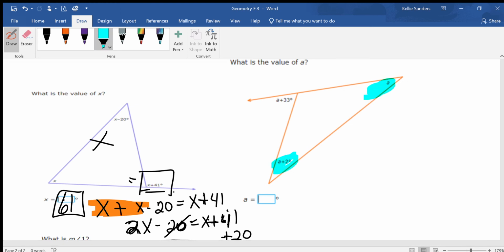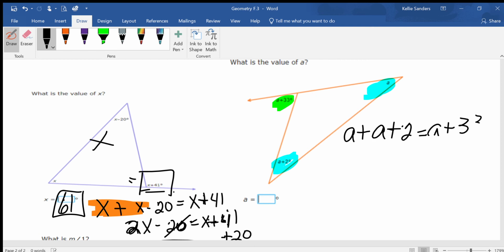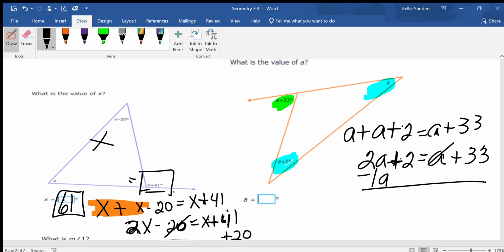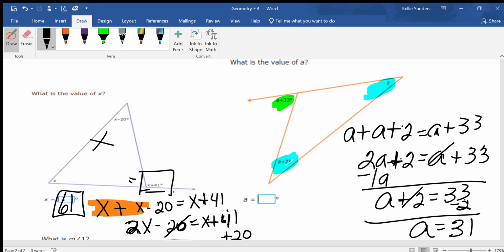Inside angles, outside angle. A plus 2 equals a plus 33. A plus a is 2a plus 2 equals a plus 33. Subtract the 1a. 2 minus 1 is 1, so 1a plus 2 equals 33. Subtract the 2. A equals 31. It's looking for A. 31 is your answer.